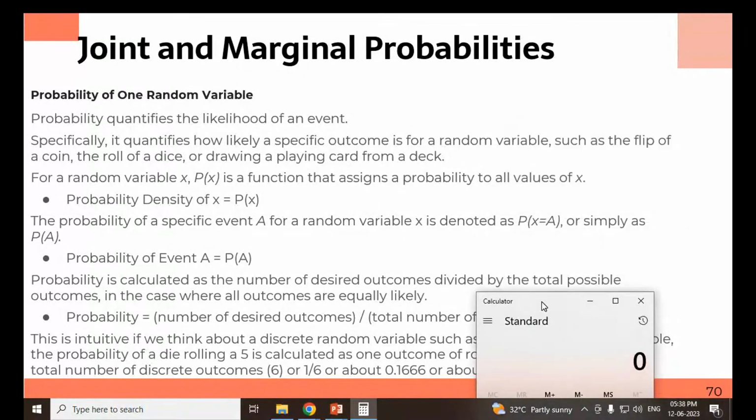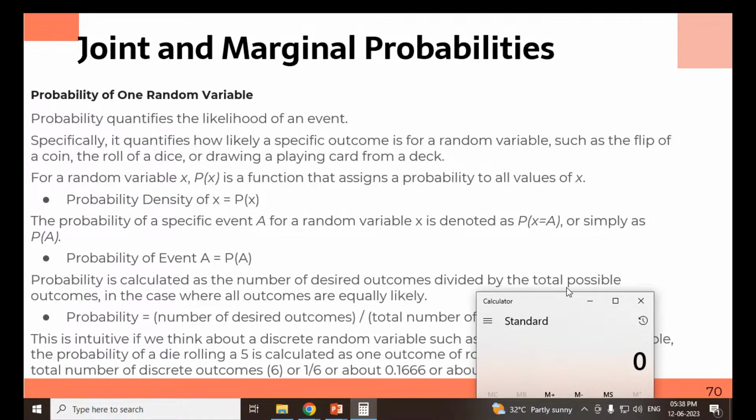So what does that mean? In terms of tossing, if you have only one point, how do you say there is a possible outcome? Only one is a desired outcome, because two cases are there and any one must come. Now the possible outcomes. Then we have total possible outcomes.